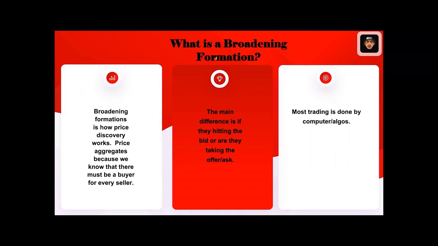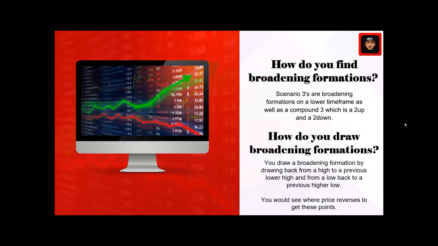A limit order for buyers, if they bid, right? That's not an aggressive buyer. That's a passive buyer. When you do a limit order, that's passive. When you market order, that's aggressive. So it's about which side is more aggressive. Are bulls aggressive or are bears aggressive? Are bulls hitting the ask or are sellers hitting the bid? And then most trading is done by computer slash algos.